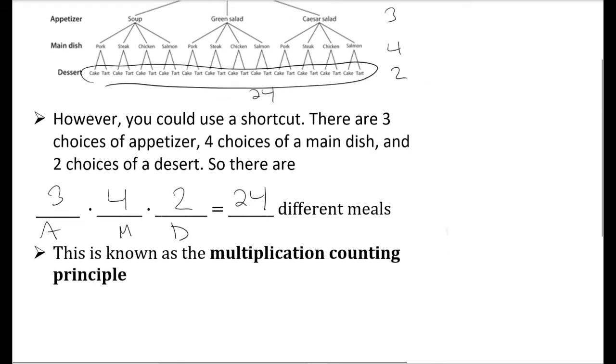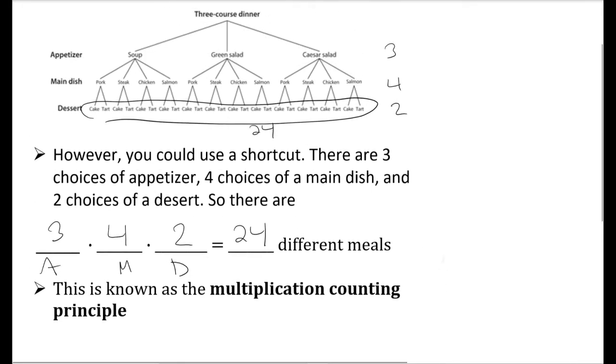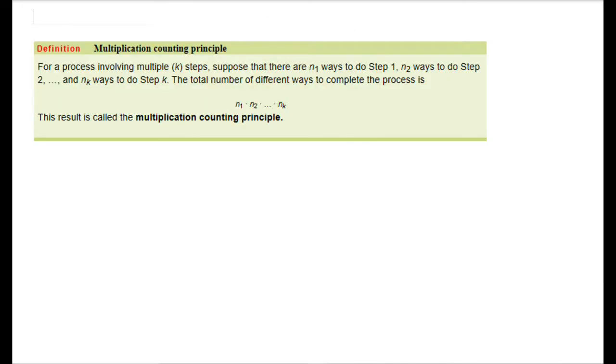This is known as the multiplication counting principle. Let's talk about this in a little more detail. The multiplication counting principle is a process involving multiple steps. Suppose there are k steps. Suppose that there are n1 ways of doing step 1, n2 ways of doing step 2, and so on. The total number of different ways to complete the process is n1 times n2 times n3 and so on, all the way to nk. Basically, you're multiplying all the different ways of doing things together, and this is called the multiplication counting principle.